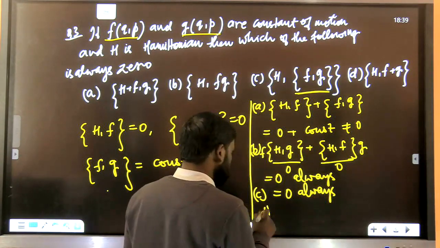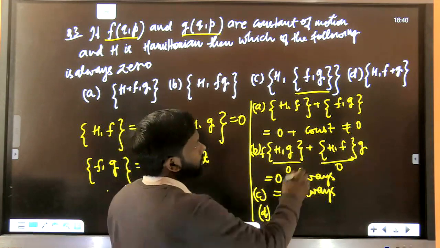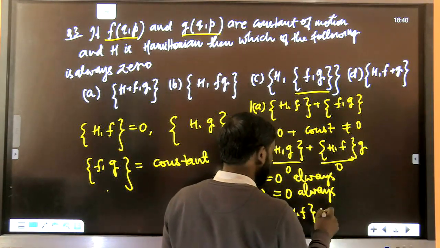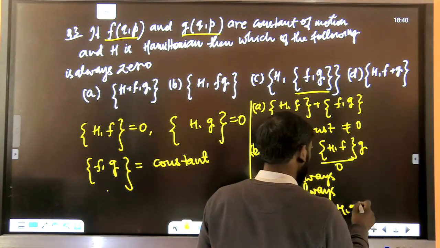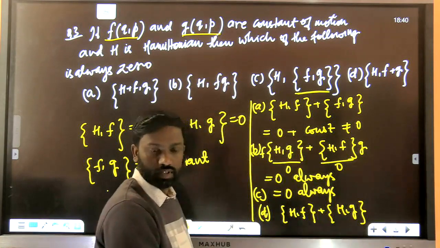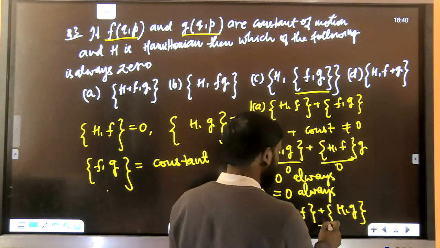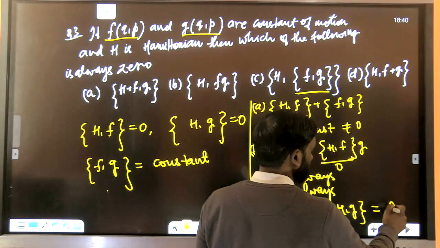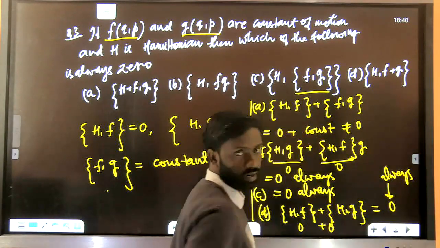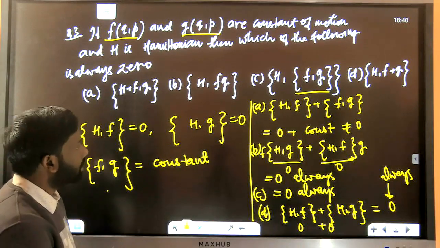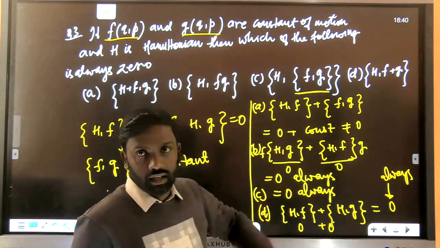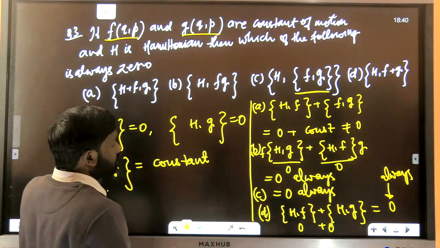Now option D, you can open it like this. It is H comma F plus H comma G. And we know that both of these are 0. This is 0, this is 0. So therefore this is 0 plus 0, so it is 0 and this will always be 0. All right. So therefore we are getting always 0 in three options: B, C and D. So that was the solution of this third question.